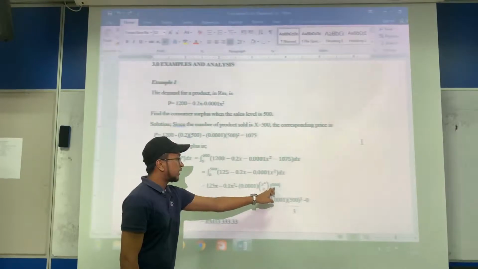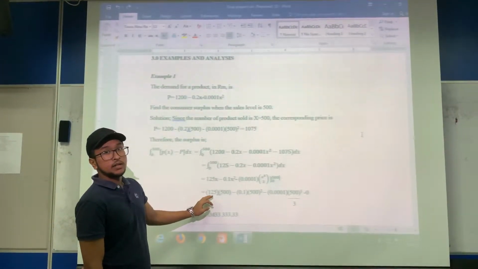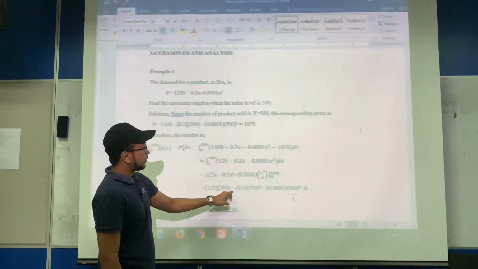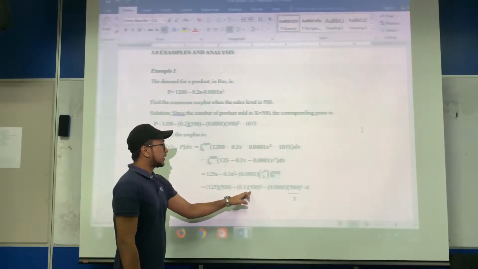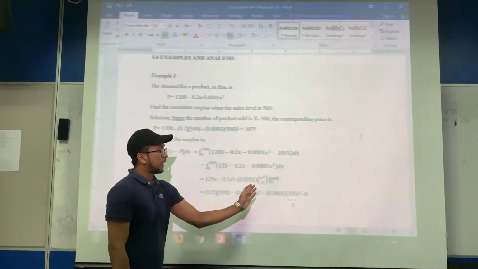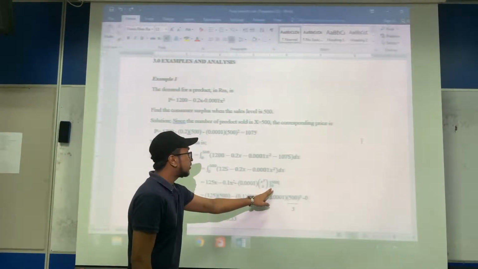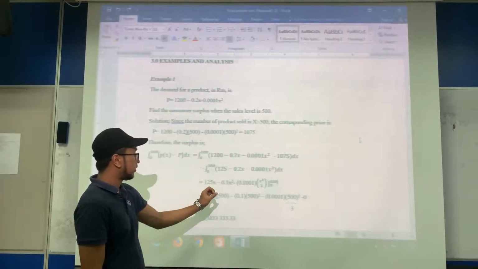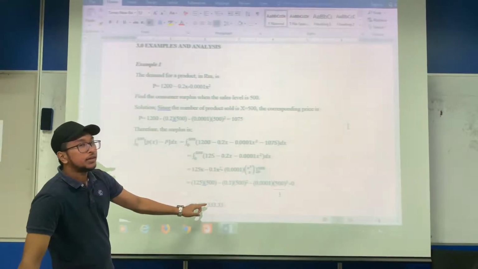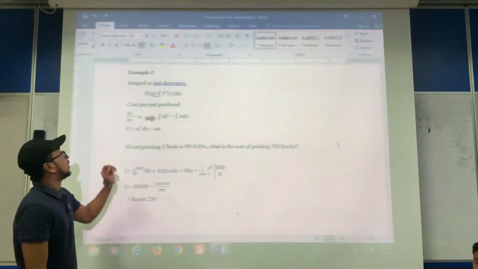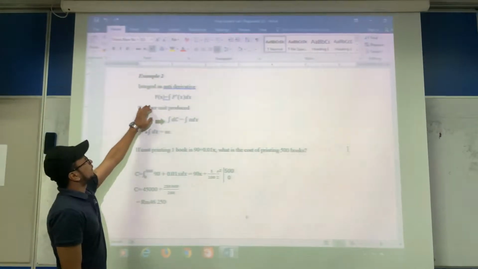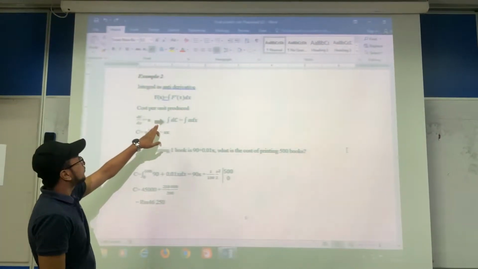Then we substitute 500 and 0. When we substitute 500 into x, we will get 125 times 500 minus 0.1 times 500 squared minus 0.001 times 500 cubed over 3, minus 0. The 0 is because when we substitute 0 into the function, we will still get 0. Therefore, the surplus is 33,333 ringgit 33 cents.